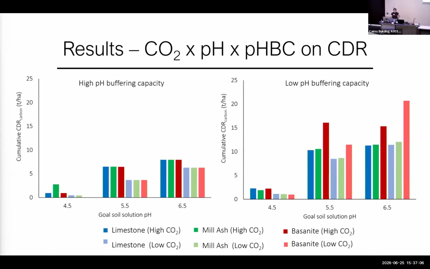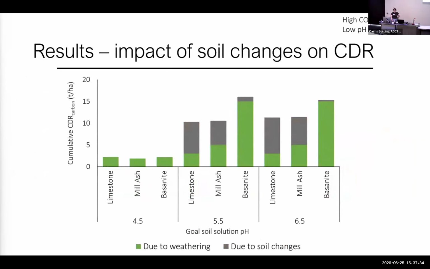And it's important to note that in these scenarios, this is our low pH buffering capacity scenario, but this is still more pH buffering than a lot of other models, or any other model has included so far. So you can see how easy it would be to overestimate CDR based on modelling results alone, if you don't include soil properties.